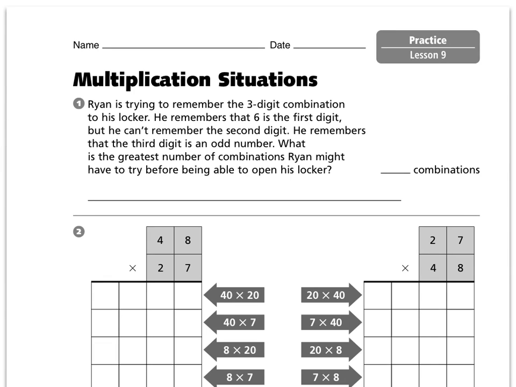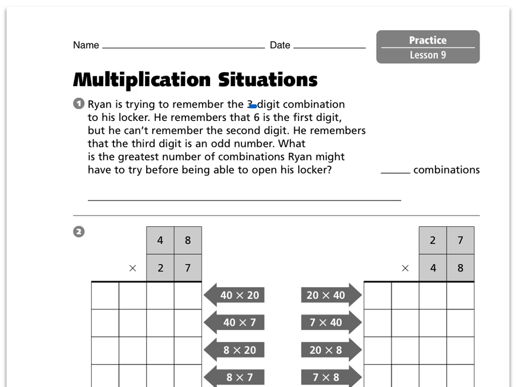Let's look at Chapter 6, Lesson 9, Practice, Multiplication Situations. Ryan is trying to remember the 3-digit combination to his locker. He remembers that 6 is the first digit, but he can't remember the second digit. He remembers that the third digit is an odd number. What is the greatest number of combinations Ryan might have to try before going to open his locker?